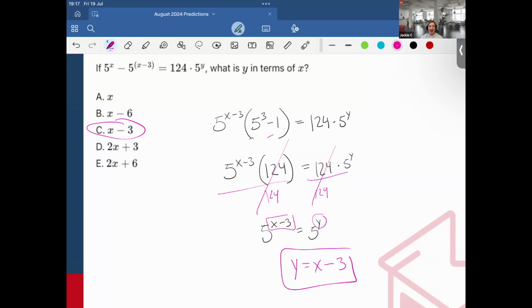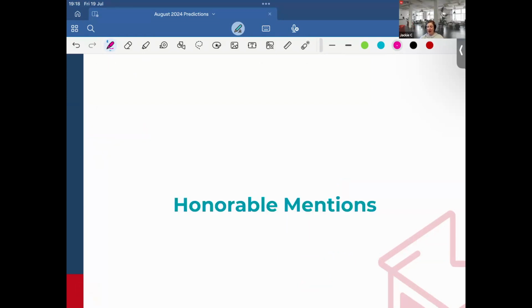But I did put some honorable mentions here for those of you who've stuck around for the whole video. So some honorable mentions. I think it's worth noting the density formula. Hopefully you know it from school, but it has come up on the exam sometimes, and they don't always provide the formula, so you would have to know the formula.